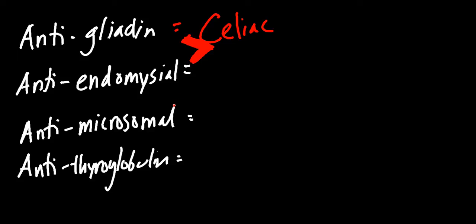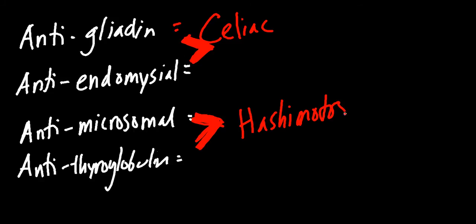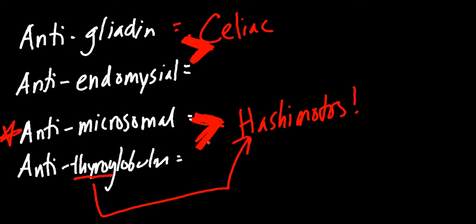Antimicrosomal. This is going to be another good one. Also, instead of antimicrosomal, you may also see antithyroglobulin. So these are also linked together. I'm trying to lump everything kind of together. Antimicrosomal, antithyroglobulin. When you see this, I want you to think Hashimoto's. Hashimoto's thyroiditis. This is, I would probably star this one, the thyroglobulin. It's affecting your thyroid gland. That's what Hashimoto's is. Hashimoto's thyroiditis.